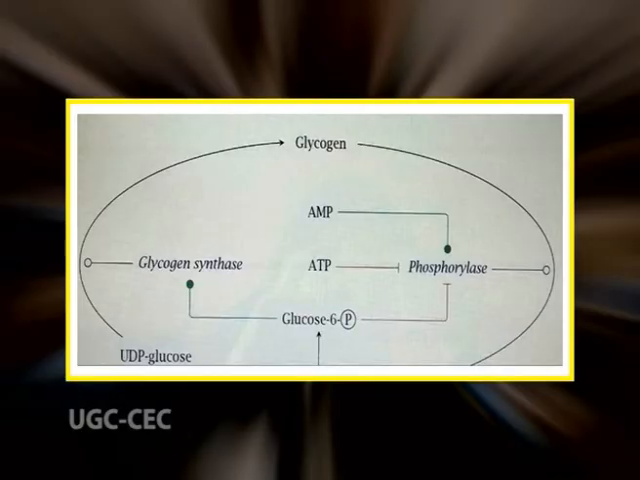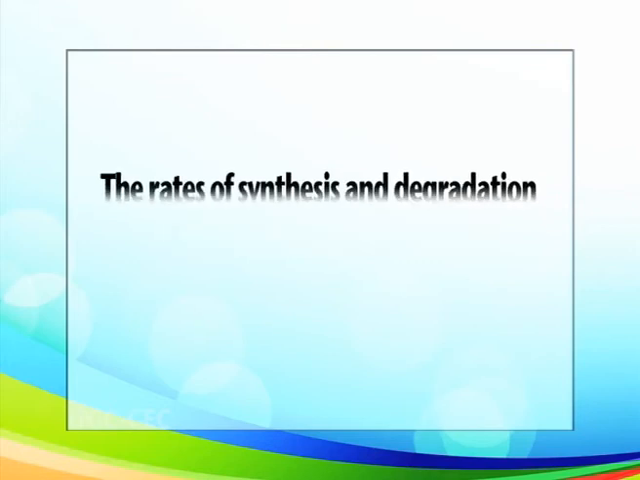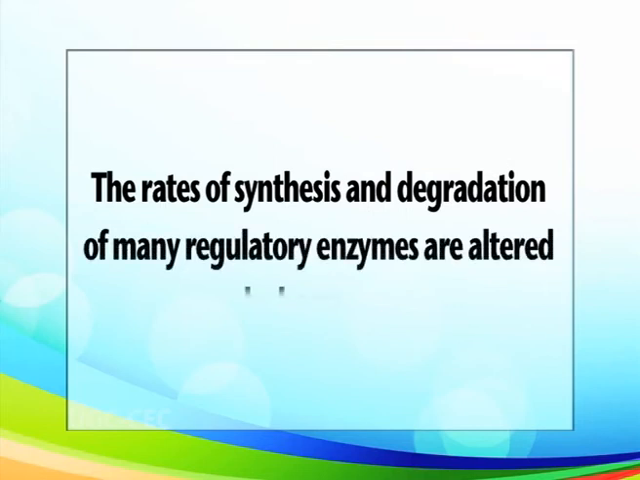Some regulatory enzymes are controlled by covalent modification in addition to allosteric interactions. For example, the catalytic activity of glycogen phosphorylase is enhanced by phosphorylation, whereas that of glycogen synthase is diminished. Third, hormonal control. The rate of synthesis and degradation of many regulatory enzymes are altered by hormones. This in turn helps in regulation of metabolism.